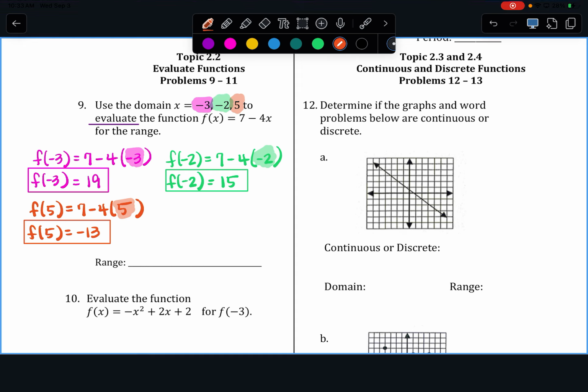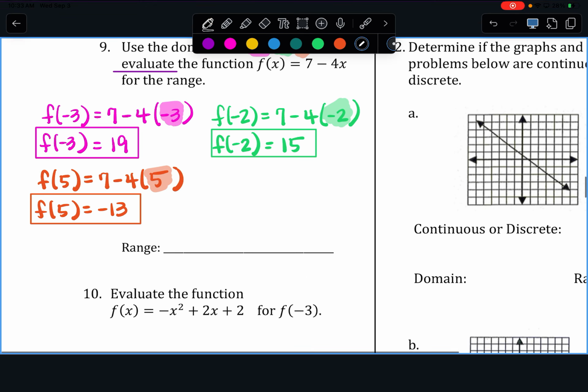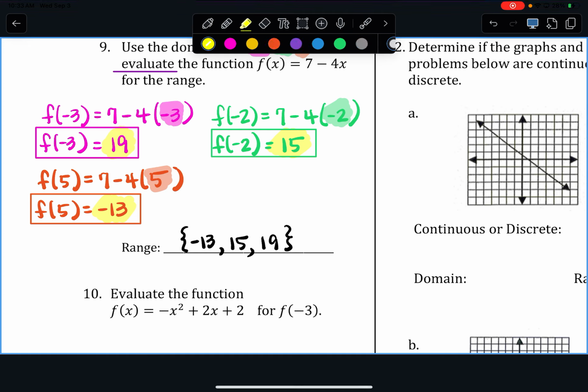All right. But you're not quite done because it wants you to write the range. Well, the range is all of your outputs that you just got. Well, we just got 19, 15, and -13 as our output values when we put those x's in. So now you just need to write that in range format. Remember, every time we write range, it's in order from least to greatest. It's not written in the order you did the problem, right? I got a -13. He's the smallest value, so he goes first, then 15, then 19. Right? And that's where all these numbers are coming from.